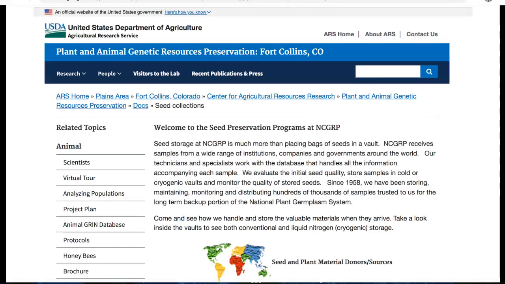Is it where we keep our money? Is it where we keep our jewelry? What do we guard? Where we keep our oil? Well, believe it or not, it's this place. It's Fort Collins, Colorado, and it's where we preserve our seeds.